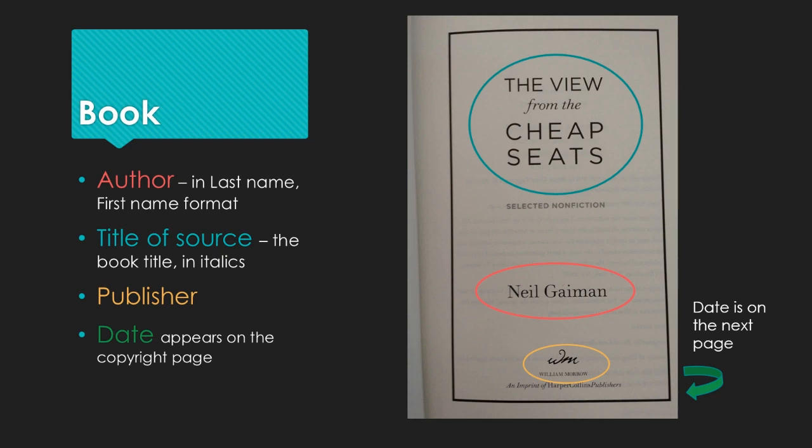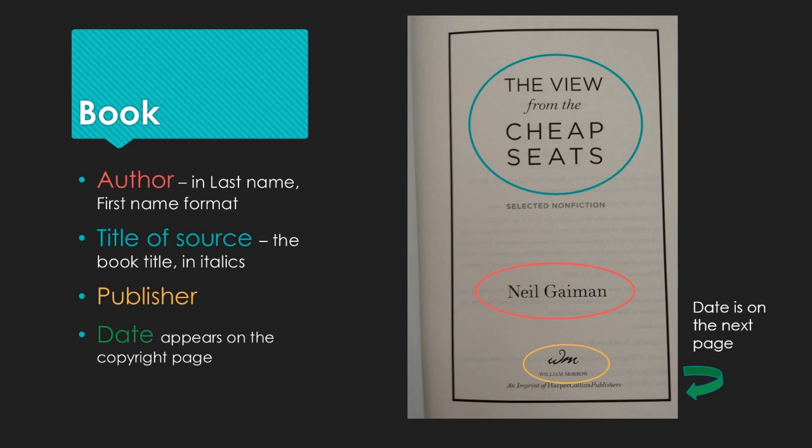The author's name, Neil Gaiman, when you do your citation, is going to be last name, comma, first name. The title of the source, circled in blue, is the name of the book, The View from the Cheap Seats. The publisher is circled in yellow. Who's the company responsible for publishing and making this available? It's William Morrow is the name of the publisher.